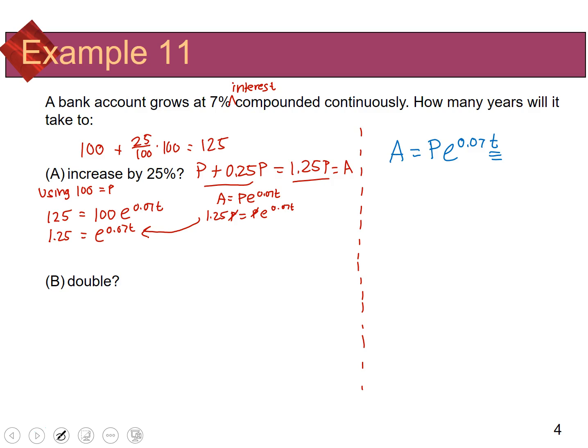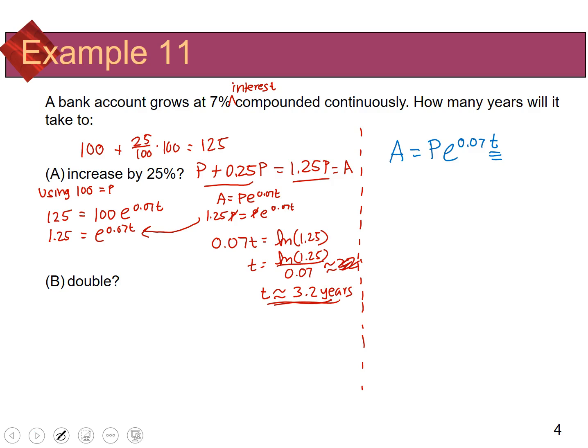I would natural log both sides to get that 0.07t equals the natural log of 1.25, which means t would be the natural log of 1.25 over 0.07. And if you work that out, it's about 3.2 years. So to increase by 25% of the original amount, it would take 3.2 years.